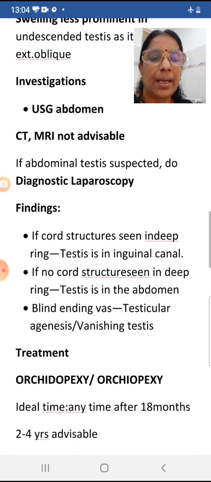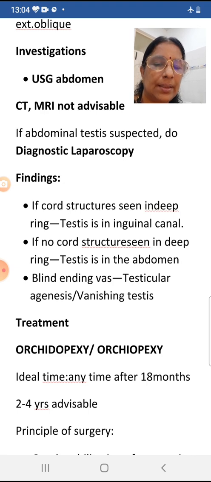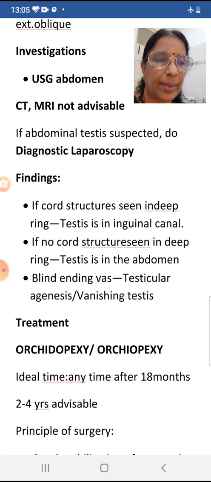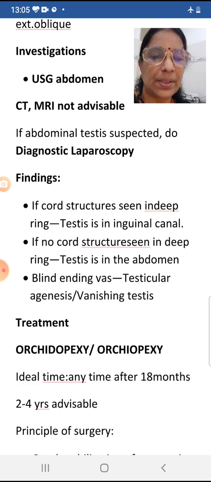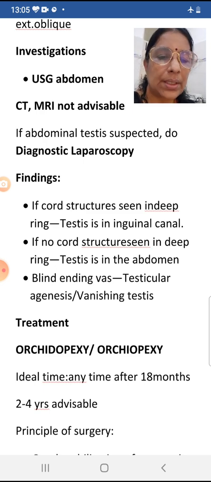What will be the findings in laparoscopy in a case of undescended testis? If cord structures are seen in the deep ring, that means the testis is in the inguinal canal, because while doing laparoscopy you can see the cord structures coming. The vas deferens comes from the bladder side medially going to the internal ring. The testicular vessels and the pampiniform plexus come from laterally, go to the internal ring, form the cord structures, and go to the scrotum. So if you can see the cord structures in the deep ring, that means the testis is in the inguinal canal. If no cord structures are seen in the deep ring, that means the testis is in the abdomen.